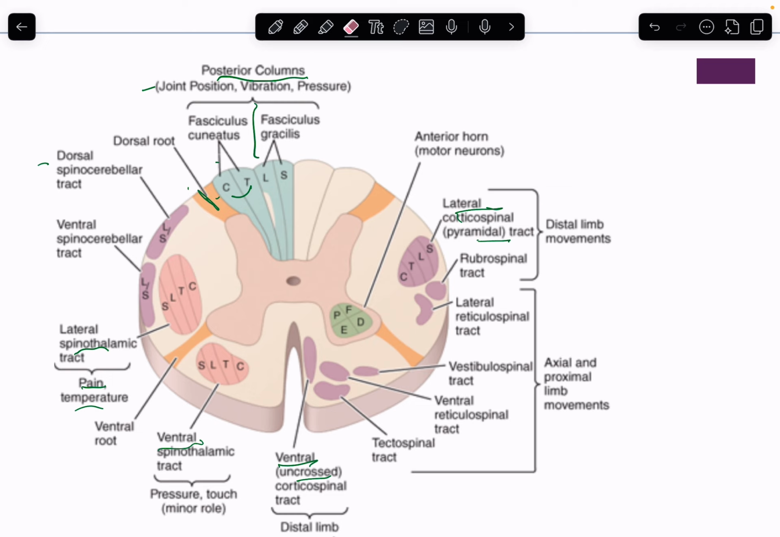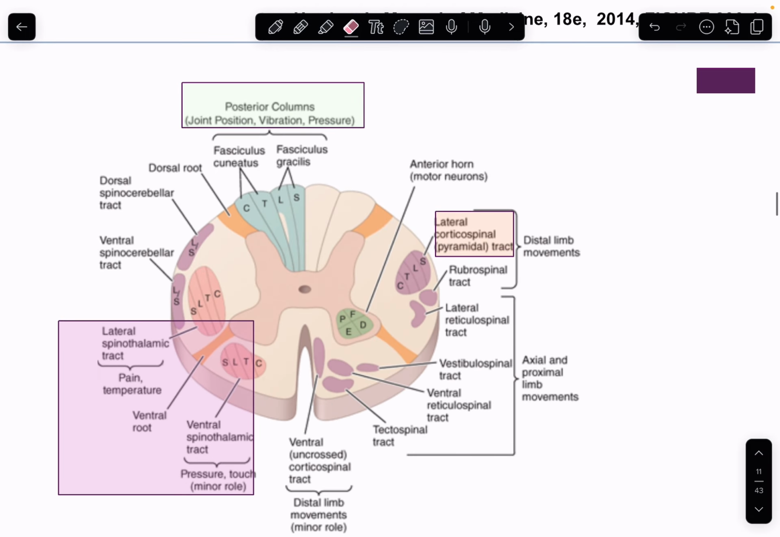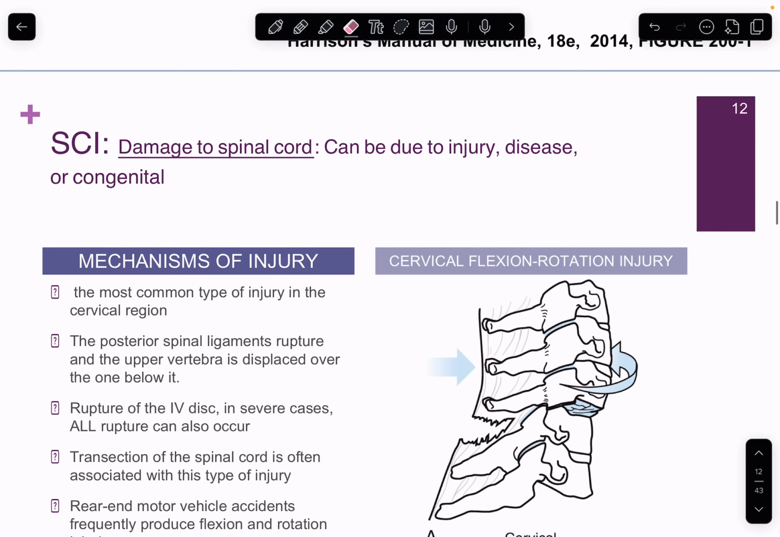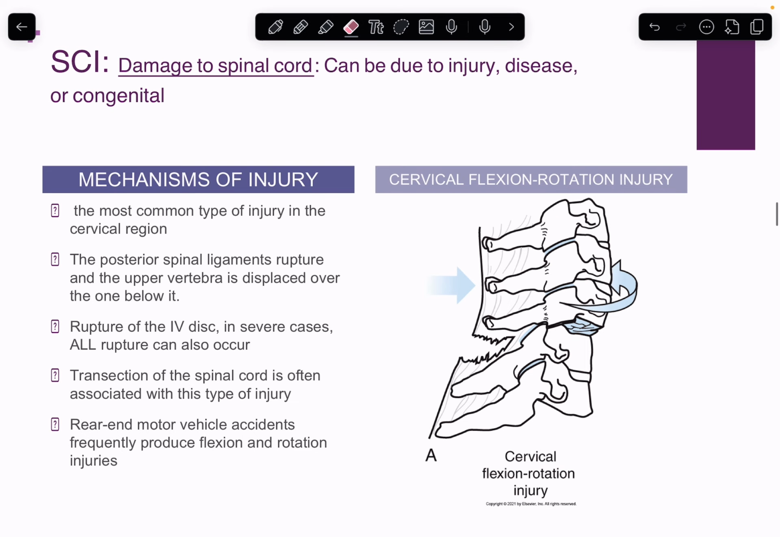So let's move on to the spinal cord injury, different kinds of damage to the spinal cord through different kinds of injury. When you say spinal cord injury, it can be due to injury, disease, or congenital.